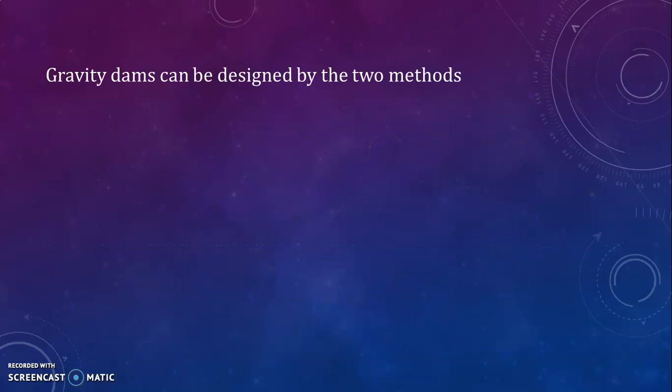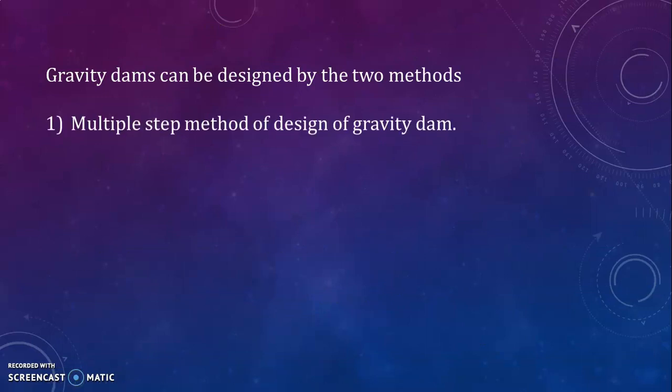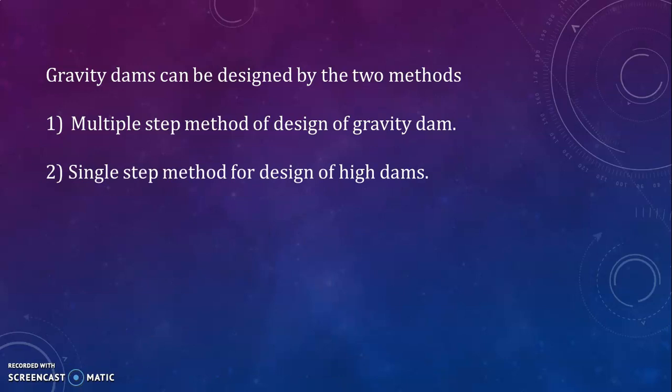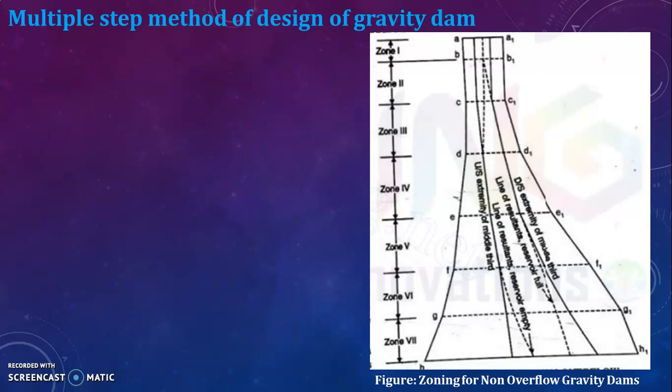Gravity dams can be designed by two methods. The first method is the multiple step method of design of gravity dam. The second one is the single step method for design of high dams. Let us discuss the multiple step method of design of gravity dam.